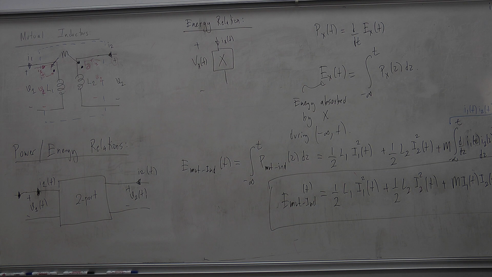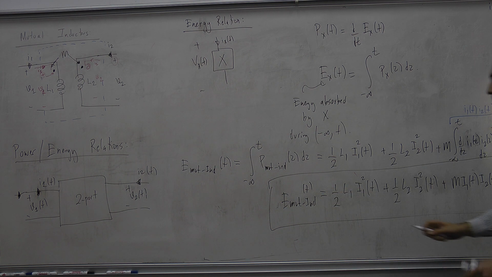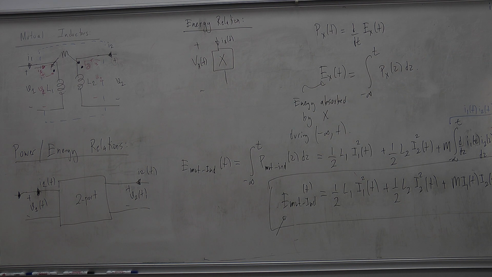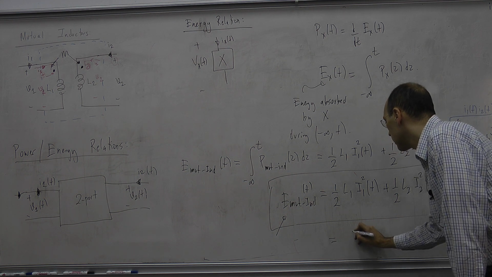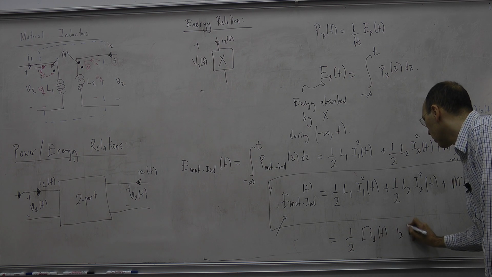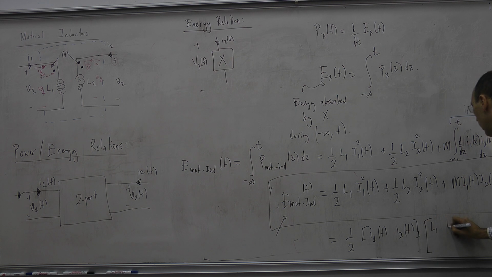This is not very surprising, because in many energy relations, this is a conservation of energy related result, where the final value matters. But please think about this. This is the energy absorbed by this mutual inductor in this whole time interval. Also, I can write this as follows: 1 over 2 I1 of t, I2 of t, times the matrix with L1, M, M, L2, times I1 of t, I2 of t.